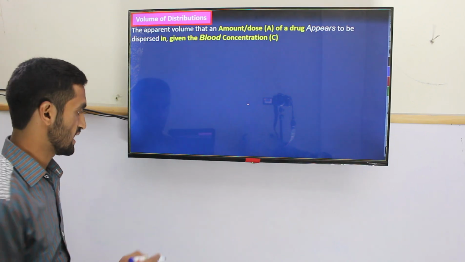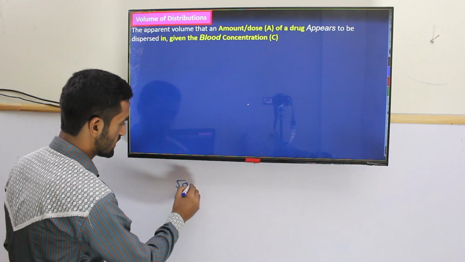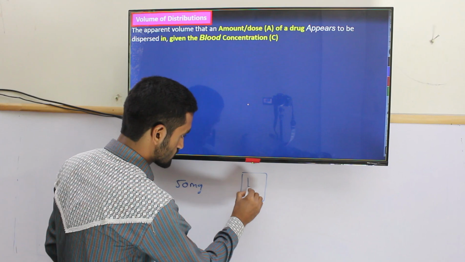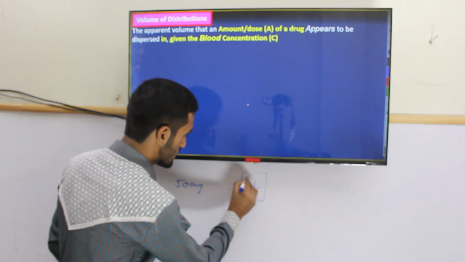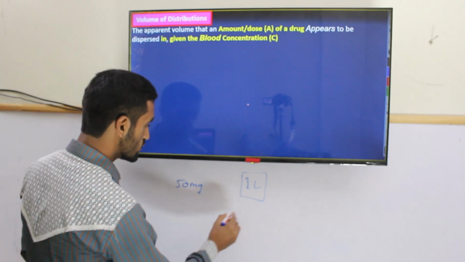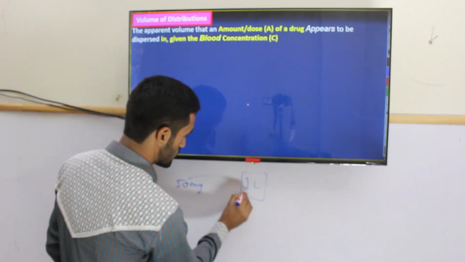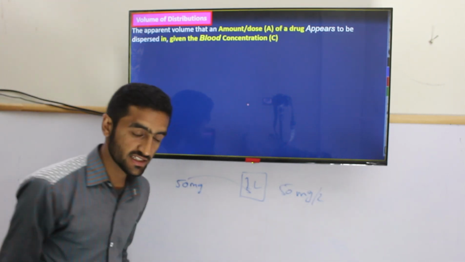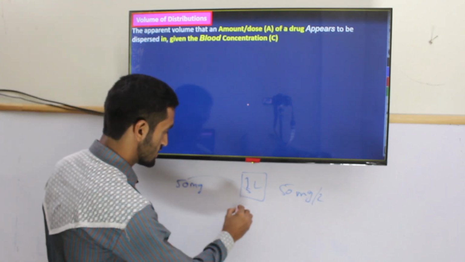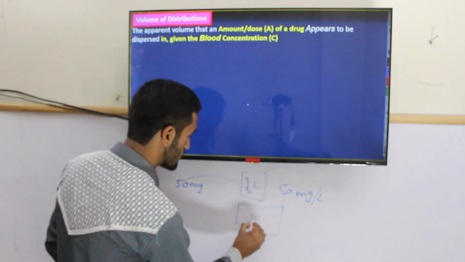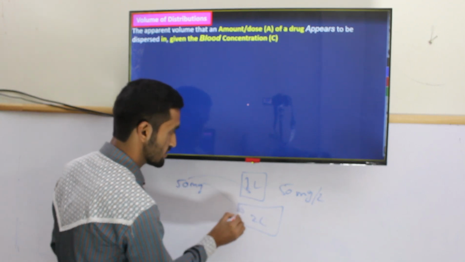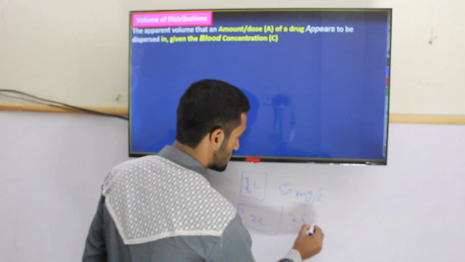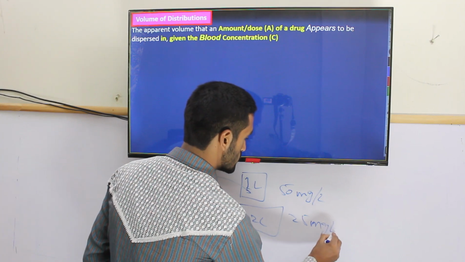Let's say I have 50 mg of drug or solute. If I put it into 1 liter, how much concentration do I get? Of course you are thinking the concentration will be 50 mg per liter. If this drug goes into 2 liters, what will your concentration be? Because it's going into 2 liters, it's going to become 25 mg per liter.